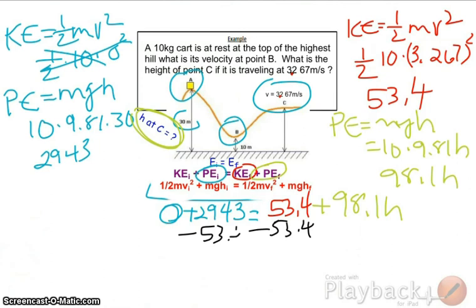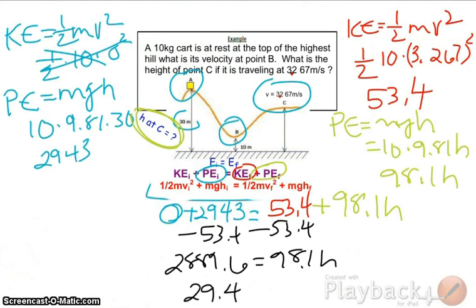So we get 2943 minus 53.4. You get 2889.6 equals 98.1 h. Divide both sides by 98.1. And you get 29.455, which is 46 meters. And that's the height of the second hill.